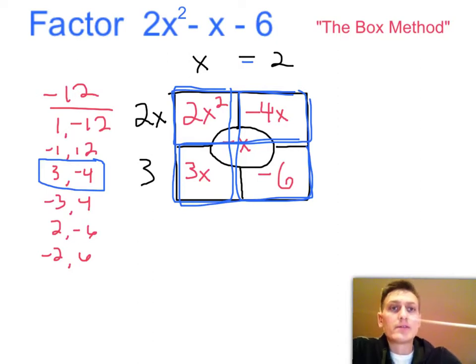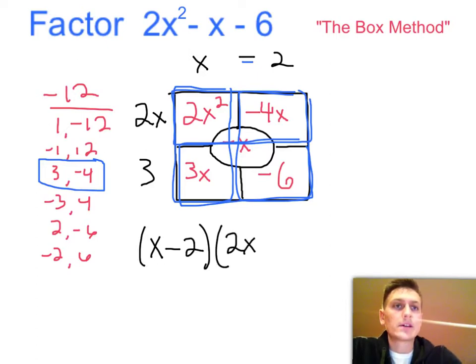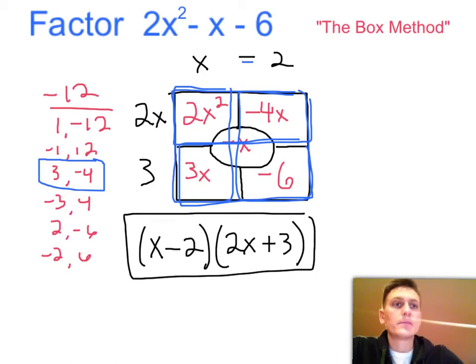And again, you have your factors on the outside of the box: x minus 2 times 2x plus 3 inside the parentheses. This is the fully factored form of our polynomial.